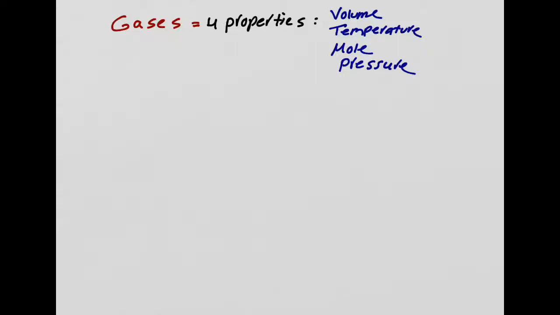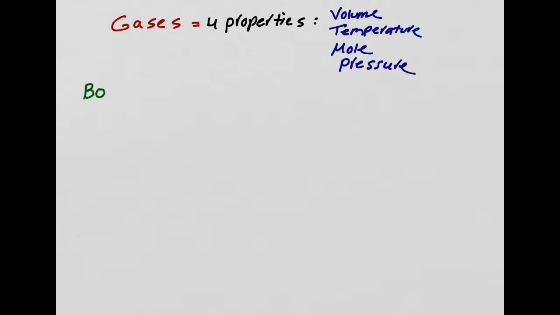Alright, class. Last time we started talking about gases, and the last thing that we talked about, we said gases have four properties. The four properties are volume, temperature, moles, and pressure. Now what we're going to do in this lecture, I'm going to talk about scientists who figured out the relationship between these properties. So we're going to look at the relationship between these four properties.